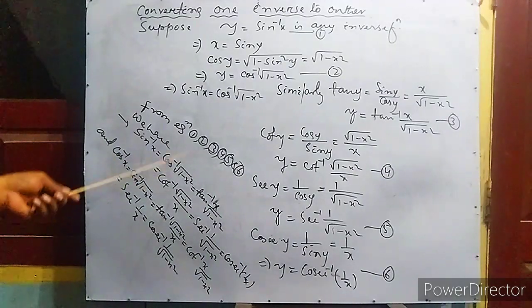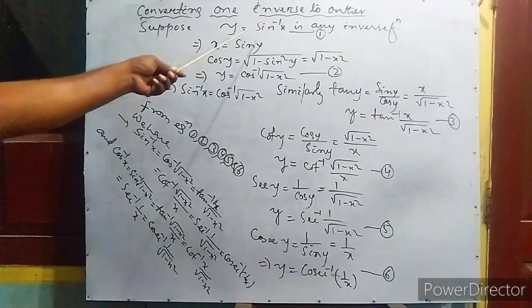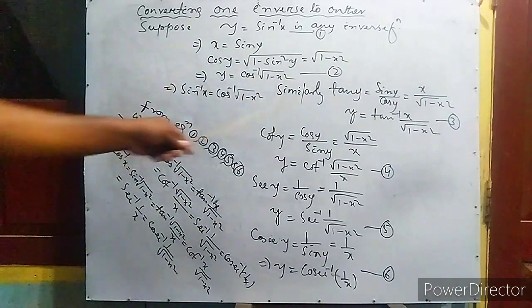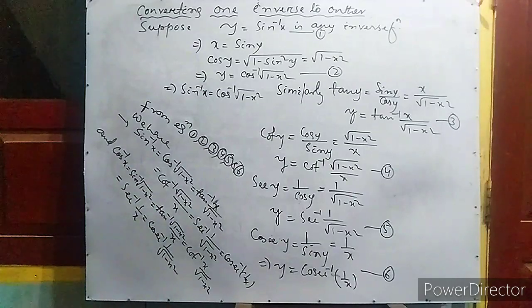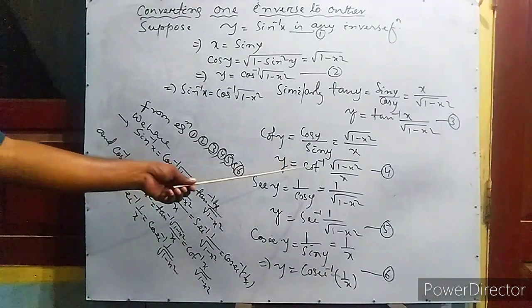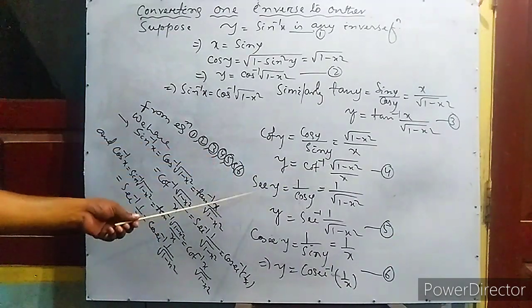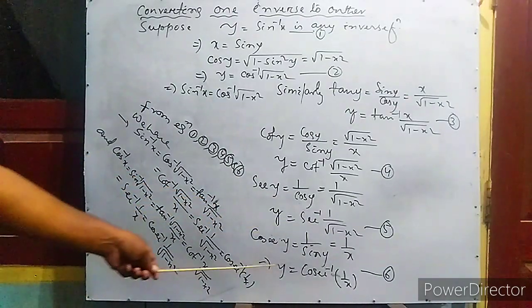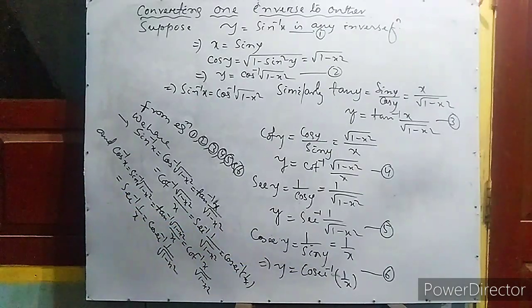sin inverse x equal to this y, sin inverse x equal to cos inverse root over 1 minus x square, is equal to tan inverse x by root over 1 minus x square, is equal to cot inverse root over 1 minus x square by x, and equal to sec inverse 1 by root over 1 minus x square, and also cosec inverse 1 by x.